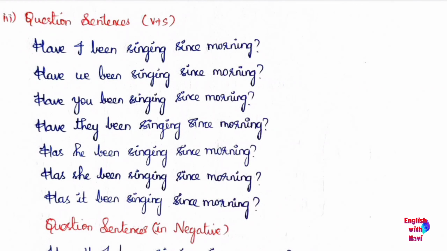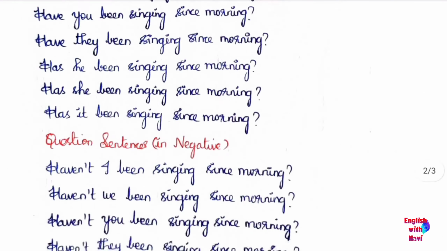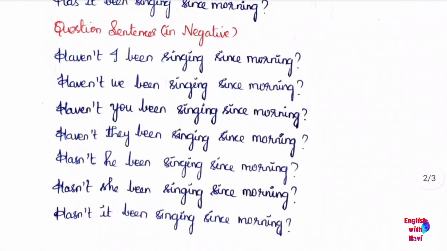How would you frame negative questions? Really simple. Just add not after the helping verb have. Alright? Just look at these sentences. Haven't I been singing since morning? Haven't we been singing since morning? Haven't you been singing since morning? Haven't they been singing since morning? Hasn't he been singing since morning? Hasn't she been singing since morning? Hasn't it been singing since morning?